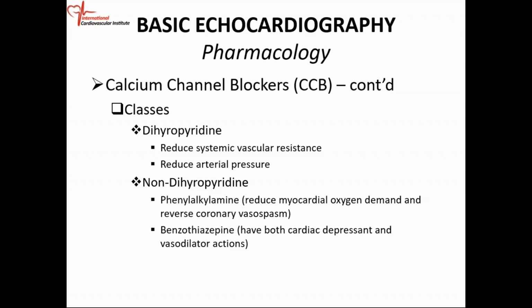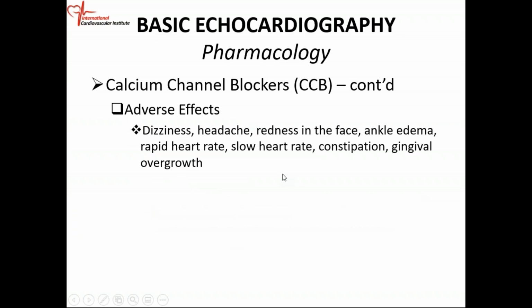So we actually use calcium channel blockers if the patient has coronary spasm. Coronary spasm is a condition where the blood vessels around the heart, the coronary arteries, can constrict, can go into spasm, and that can give you chest pain, and to the extreme, you can get a heart attack. So we use calcium channel blockers for that. Okay, and then you have the benzodiazepine type, which have both cardiac depressant and vasodilator properties. So the only thing you need to know is two classes: the dihydropyridine and the non-dihydropyridine.